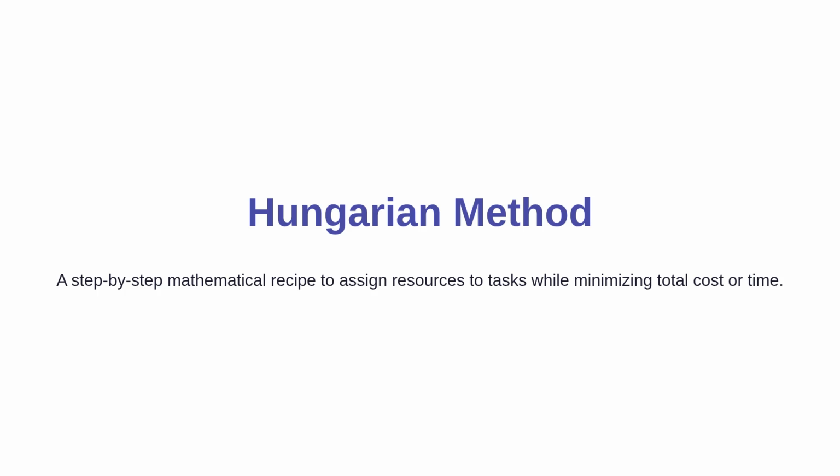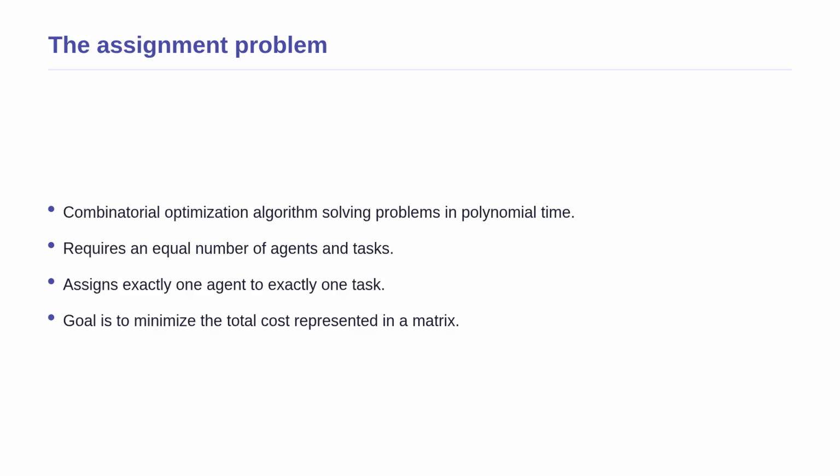Welcome to Operations Research. Today we are diving into the Hungarian method, a brilliant mathematical recipe for assigning resources to tasks in the most efficient way possible. Whether you are matching workers to jobs or drivers to passengers, this algorithm guarantees the absolute best assignment without wasting any time or money. Before we look at the math, let us understand why this concept matters.